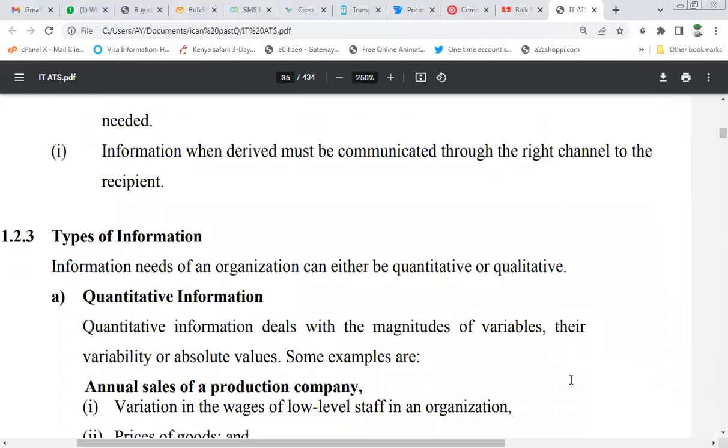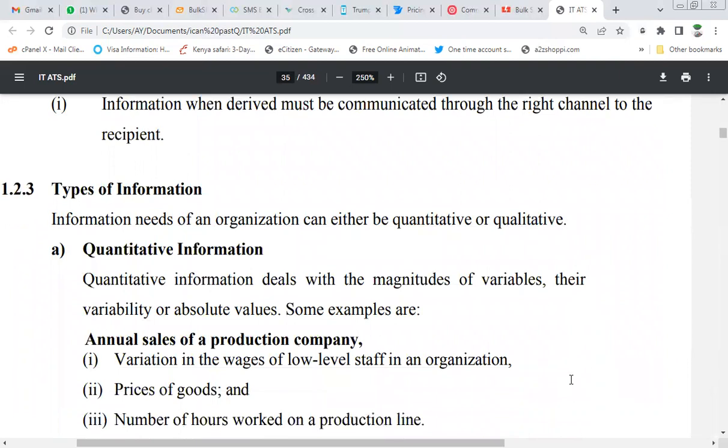So, types of information. We talk of quantitative information. When you talk of quantitative information, you are talking of something that has figures, numbers, and units, or a measure of quantity, either in kilograms, meters, percentage, units in general. So quantitative information has to do with figures, numbers, and the quantity they represent.